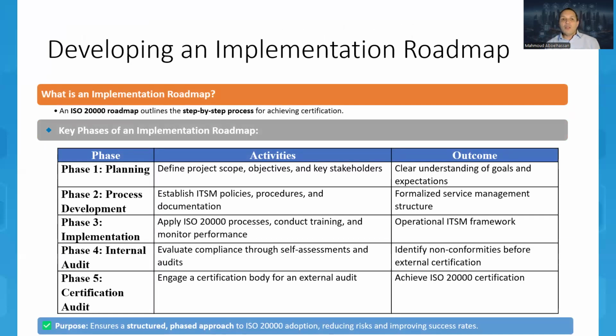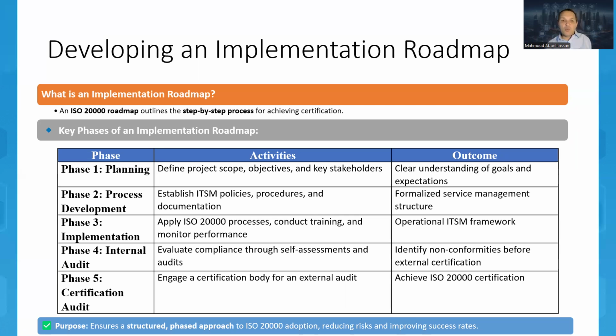Then we need to identify the implementation roadmap. When we are developing an implementation roadmap, we need to outline the step-by-step process for achieving the certification. So we have key phases for the implementation roadmap, starting from phase 1, which is planning. The key activities within the planning phase are to define the project scope, objectives, and key stakeholders. And the outcome will be a clear understanding of goals and expectations.